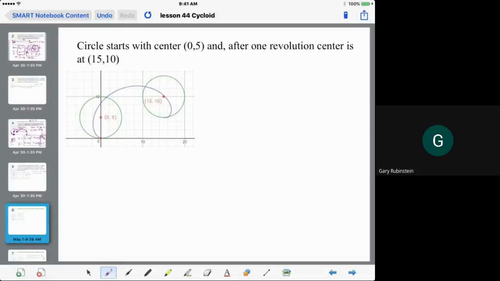Okay, so I'm going to mute myself and have you chat what you think the whole equation is for this strange blue curve.